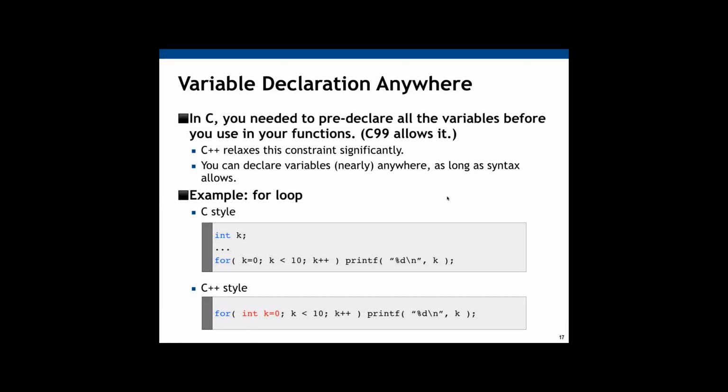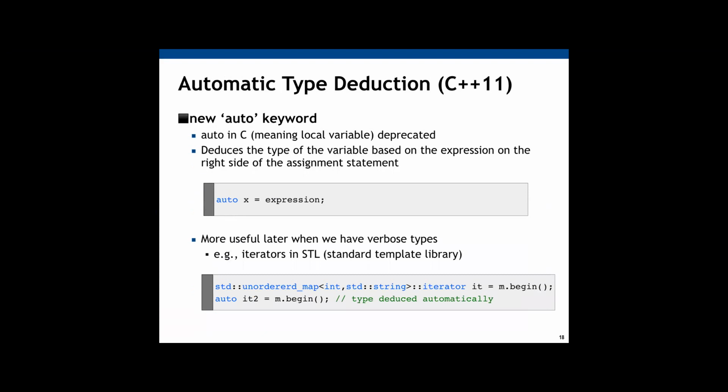So go back to the slide again. In C++, a new type name auto is introduced, starting from C++11. It automatically infers the type of the variable based on the expression on the right side. If we evaluate the expression, a value will be returned, and the type of the auto variable is the type of the returned value of the expression on the right side.